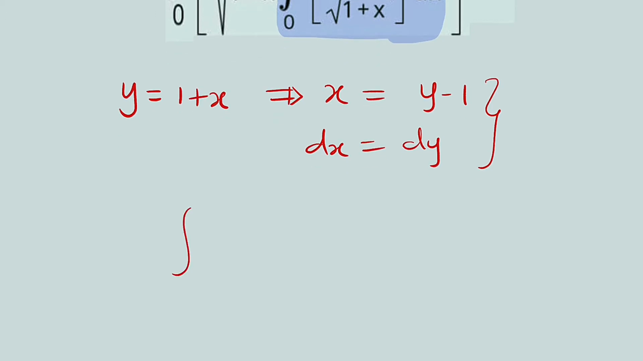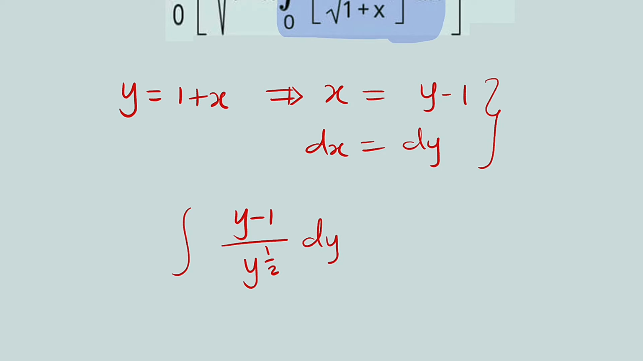We have the integral of x, and x is y minus 1. So I have y minus 1 here, divided by the square root of 1 plus x, and 1 plus x is now y. And I can write y raised to the power of 1 over 2, and dx is now dy.